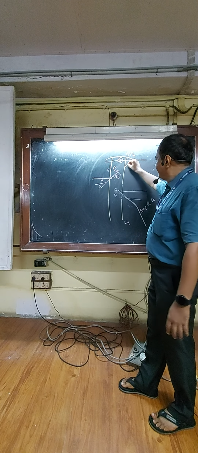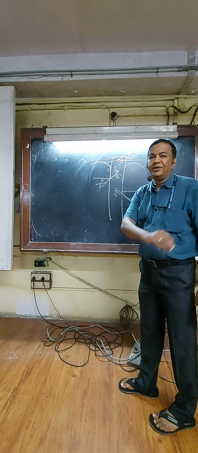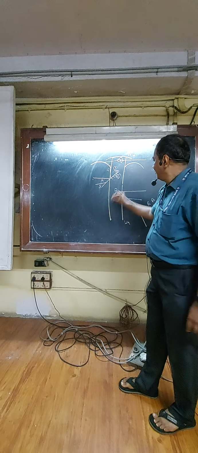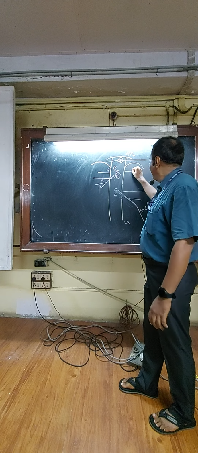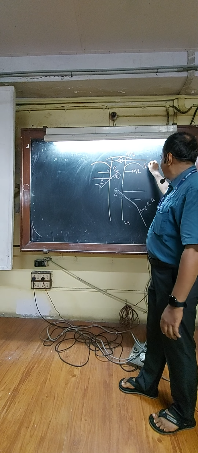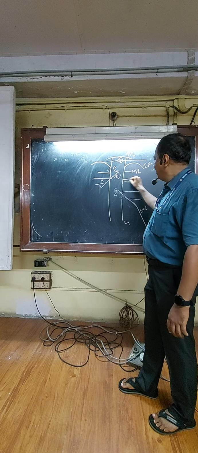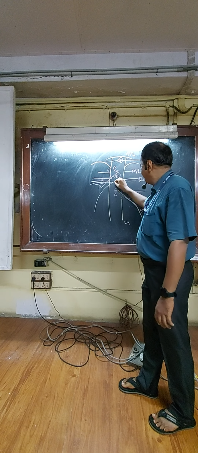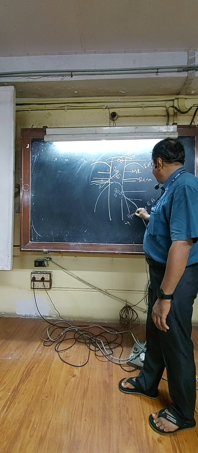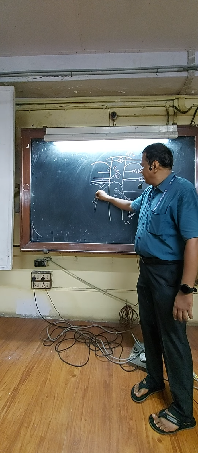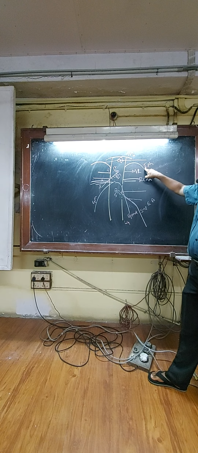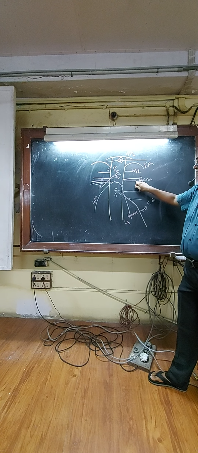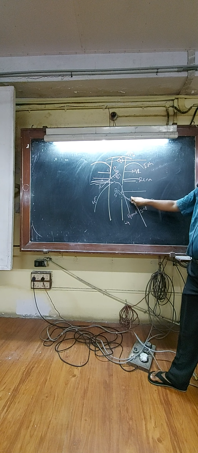Branches on the side: inferior phrenic, middle suprarenal, renal and gonadal. 4 branches on the side. Inferior phrenic, middle suprarenal, renal, and gonadal.